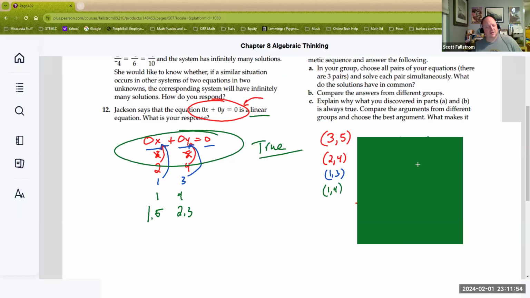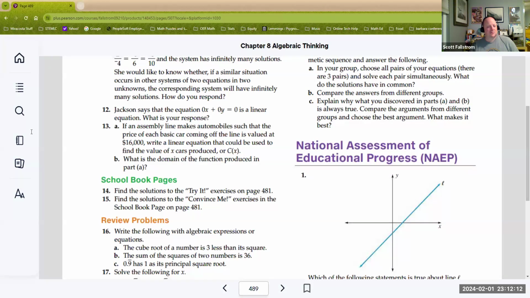So if you think that this looks like a line, then you would say, good job, Jackson. And if you look at that and say, Jackson, I think we may need to chat a little bit. There might be something else to this that you are missing. And that is how I might nudge you in the direction on number 12.